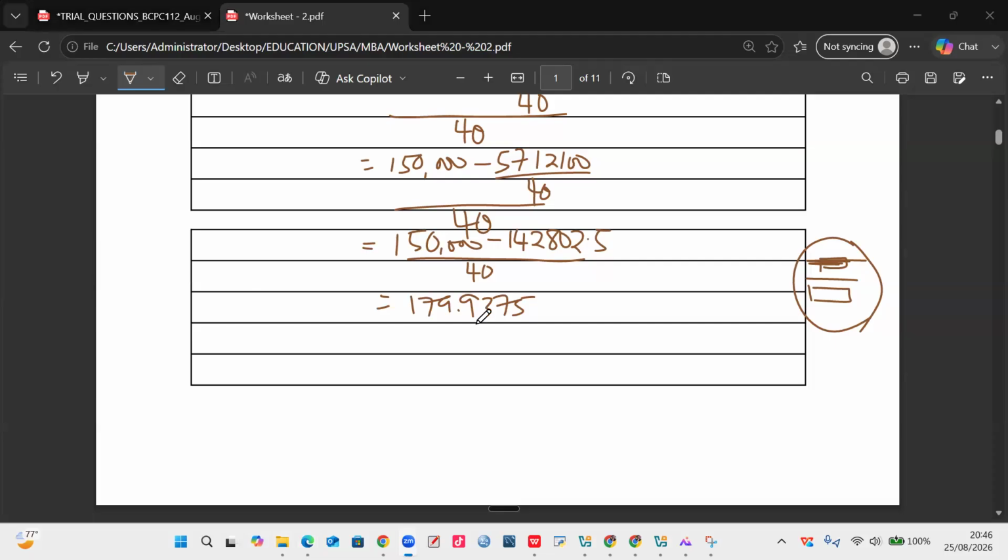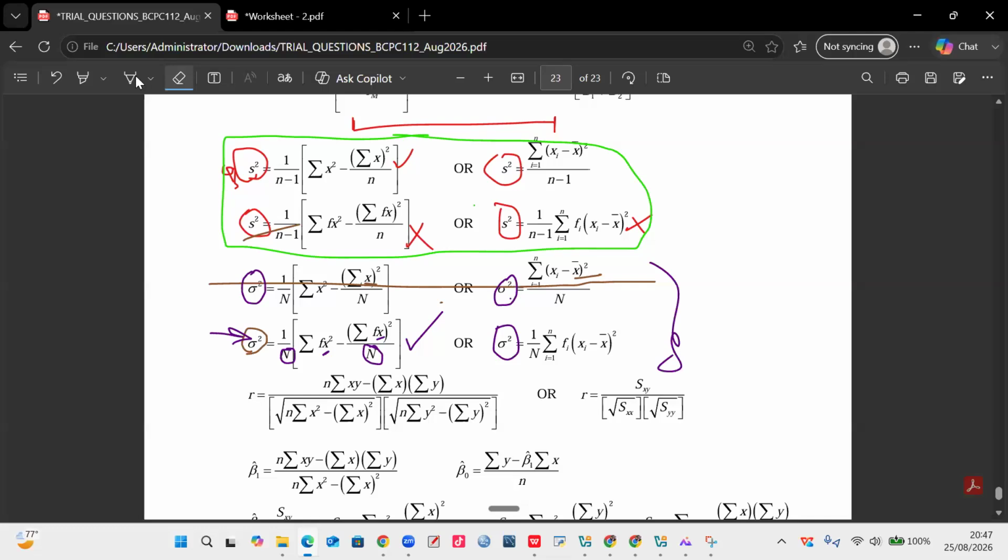Is it not 179.9375? Yes, sir. Now pay attention. Master, what if you didn't get this answer? You are wrong. Do it again. Pay attention. What is the difference between variance and standard deviation? Now that's the variance.